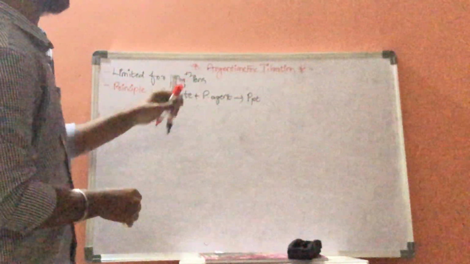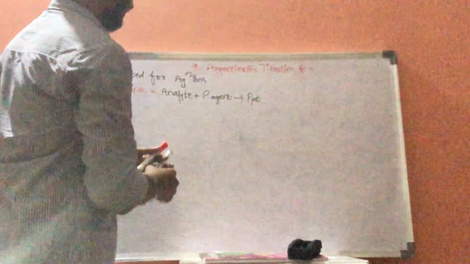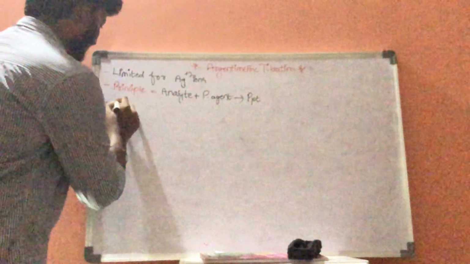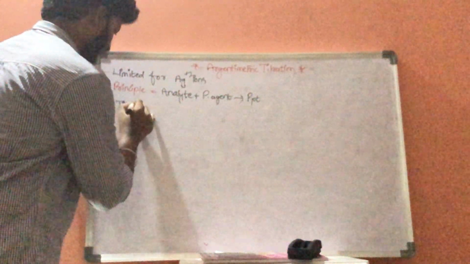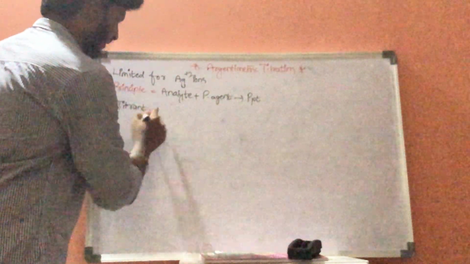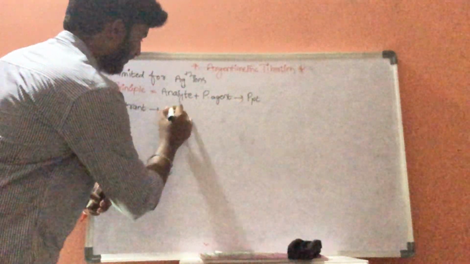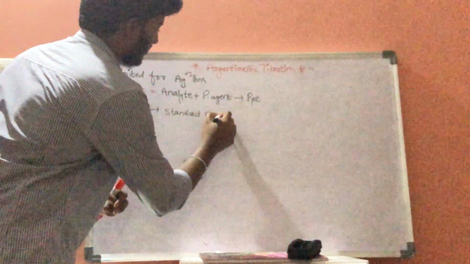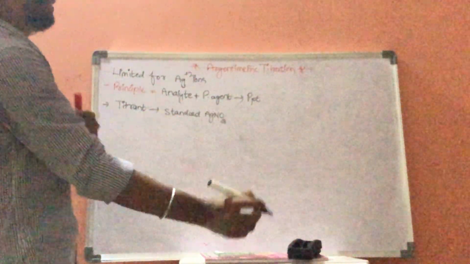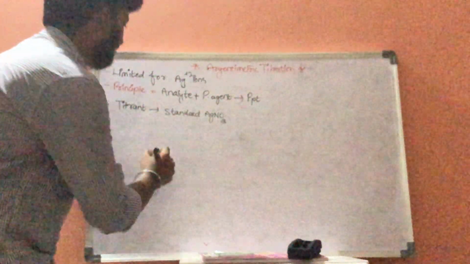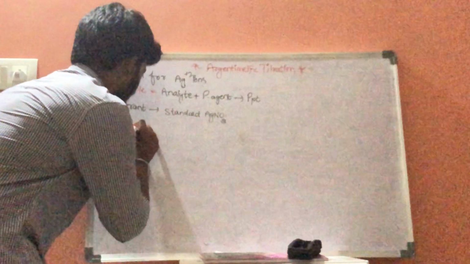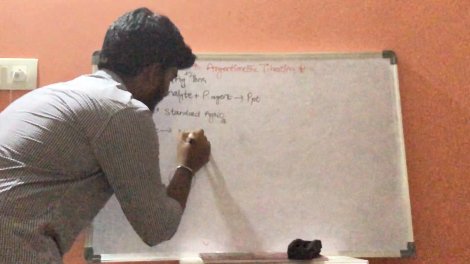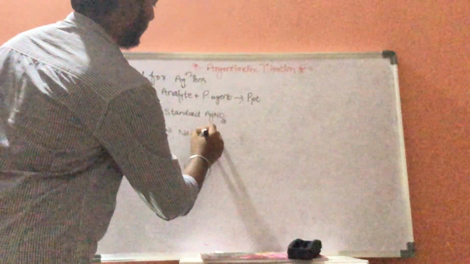Now, in this argentometric titration, we take the titrant as standard AgNO3 solution. Standard AgNO3 solution is in the burette, and the analyte is NaCl solution, which is 0.1 molar.